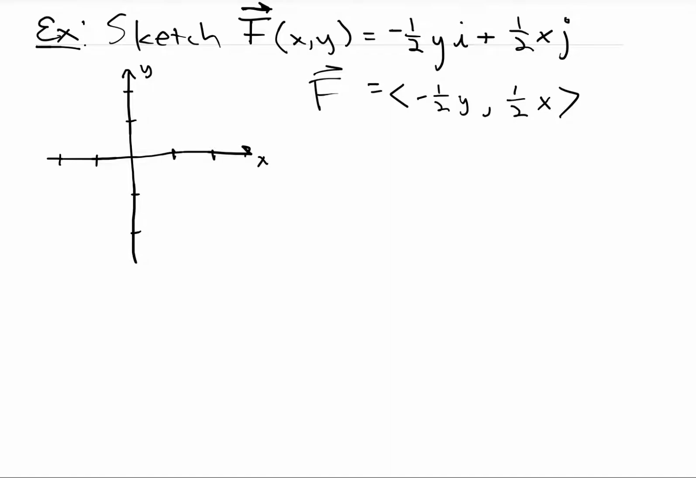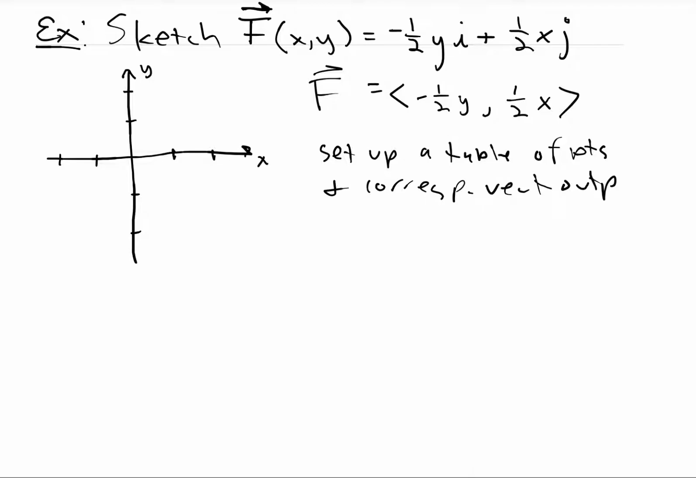Now if I want to track what this thing looks like, again, what we were saying on the last slide is, let's see if we can set up a table of points and corresponding vector output. So I'll just pick a couple sample points here. We'll start with the point on this side, and then I will figure out what vector it spits out over here.